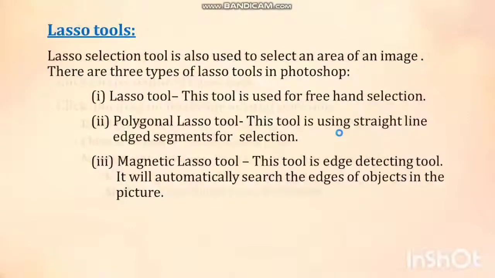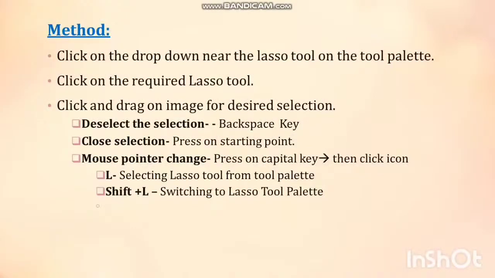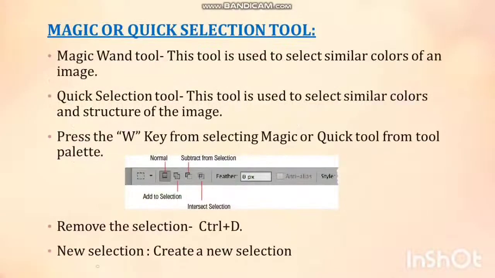So for the lasso tool, I have explained the methods, everything is there. One thing is the shortcut key which we use for selecting the lasso tool is L on your keyboard, and if you want to shift between the lasso tool, polygonal lasso tool, and magnetic lasso tool, you can use Shift plus L. So automatically you can shift between these three. You need not click with the mouse when you want to select the tool when your Photoshop software is open.